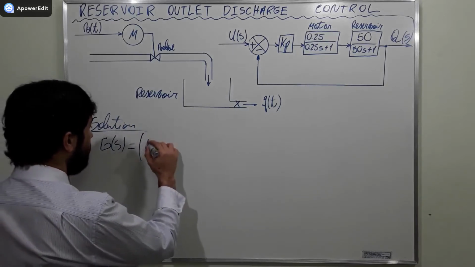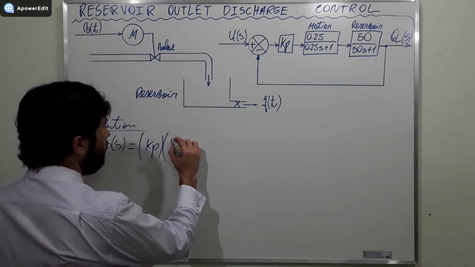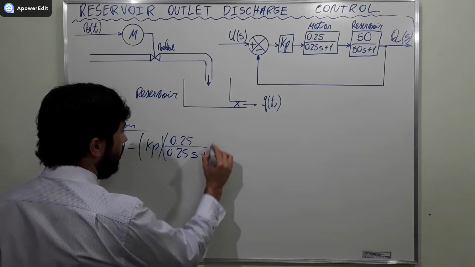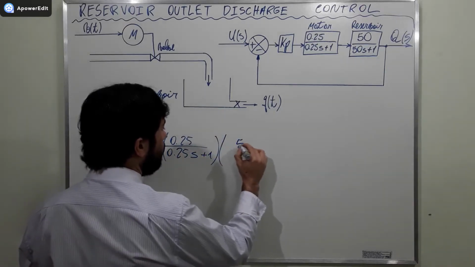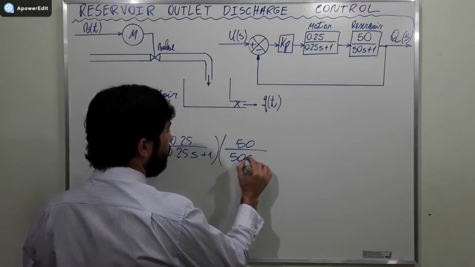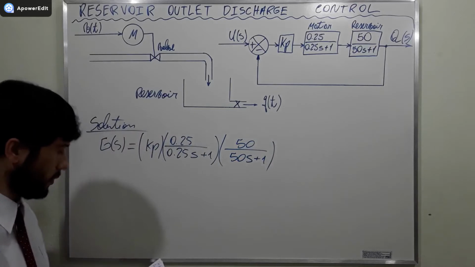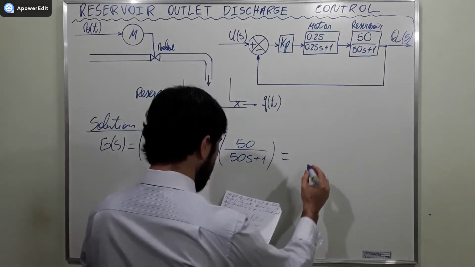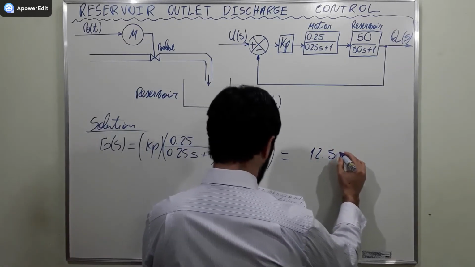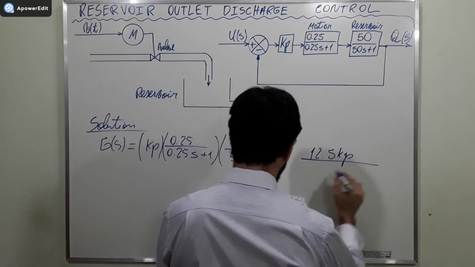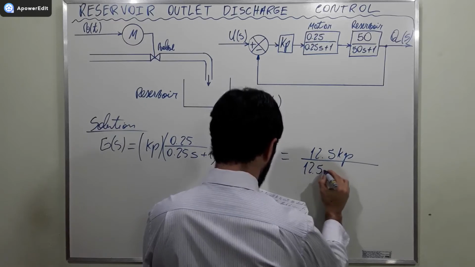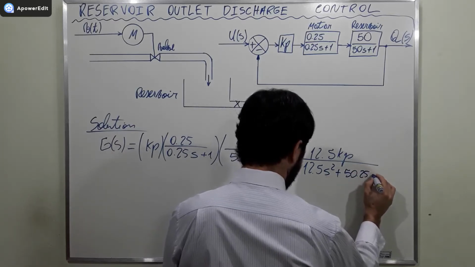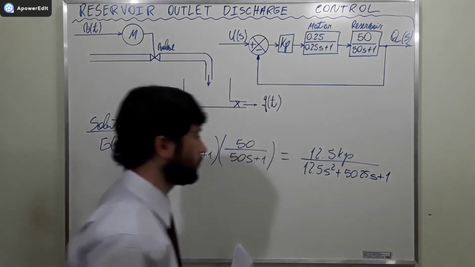Then we write it Kp 0.25 divided by 0.25 S plus 1 and 50 divided by 50 times S plus 1. Okay? And if we conduct multiplication, we find that it is equal to 12.5 Kp divided by 12.5 S squared plus 50.25 S plus 1. Okay?